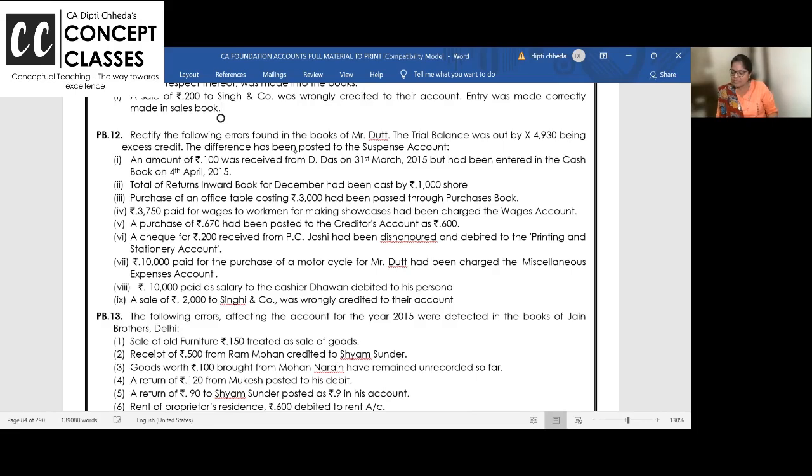Then the amount of this had been entered in the cash book and the total of the return inward book, and all other details are given. So now we are not doing problems on error of principle and error of commission separately. We are doing a combined problem where all kinds of errors will come. Okay. Draw a full page in your notebook. Date, particulars, ledger folio, debit amount and credit amount. शुरू करो.